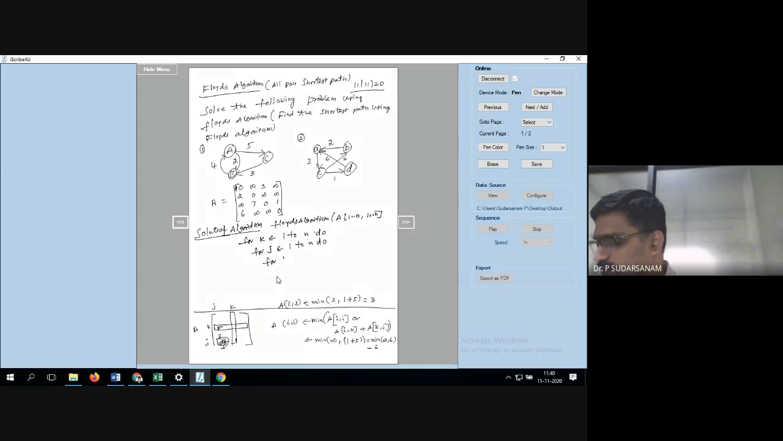For this I only take it. For j is equal to 1 to n, do. Same as how we have written, similarly you write it: for k is equal to, for i is equal to, for j is equal to. Under the k loop is the i loop, under the i loop is the j loop. Under this statement, I am not having space to write it here, so I will be writing here.